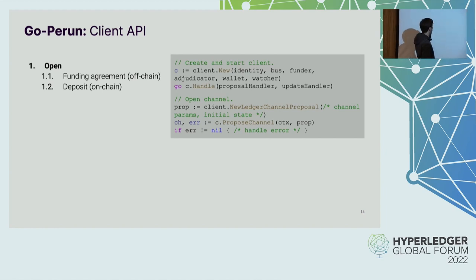Then we need to start some handlers so that we can receive requests from other clients and consume blockchain events. For setting up a new channel, we create a ledger channel proposal, which is a channel that sits directly on layer one. We can also create virtual channels, which sit on top of other channels, but the simplest type is the ledger channel. We specify parameters like the initial balances, which asset types, and so on. Then we run the channel proposal protocol, including the funding, by calling proposed channel. If that doesn't error, we have a new channel that we can work with.